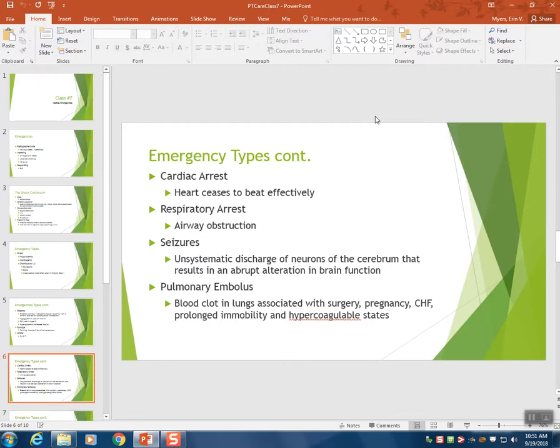Patients can also suffer from seizures. A seizure is an unsystematic discharge of neurons in the cerebrum that results in an abrupt alteration in brain function. Has anyone witnessed a seizure?